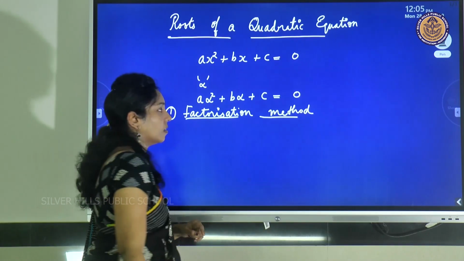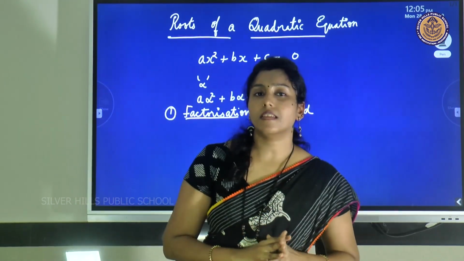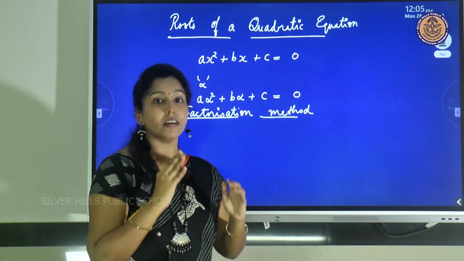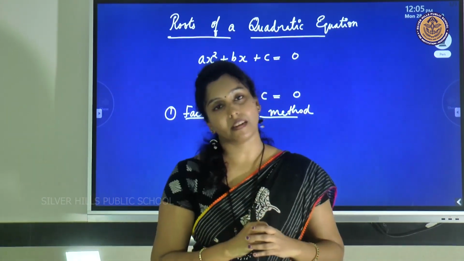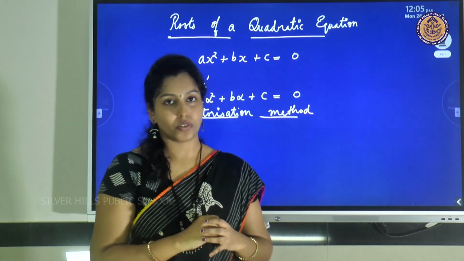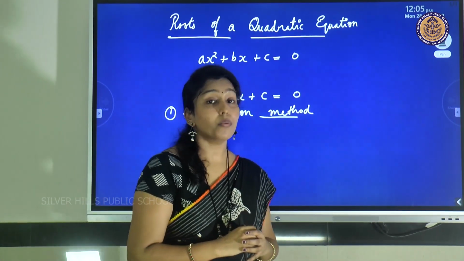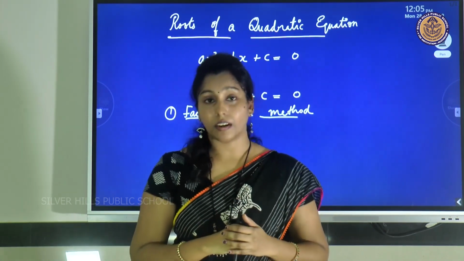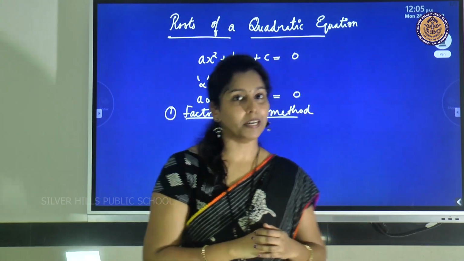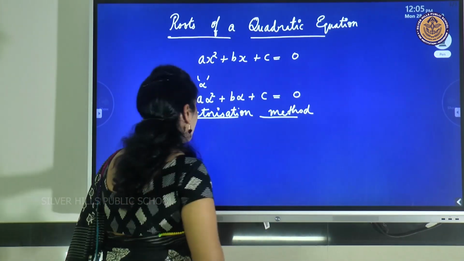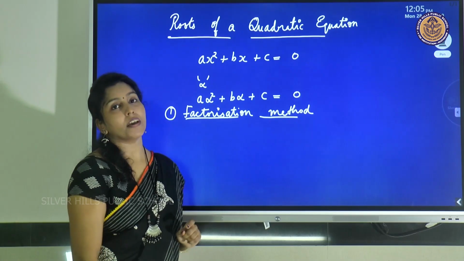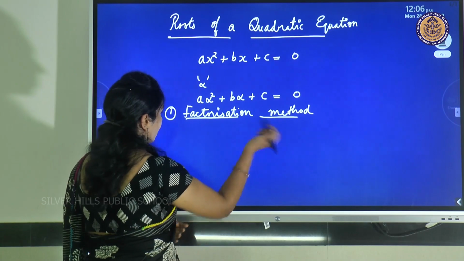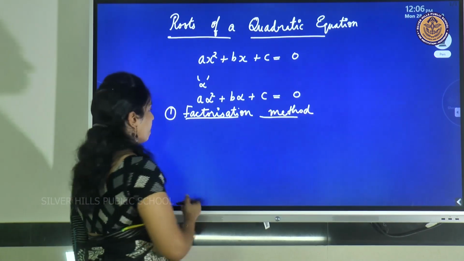Factorization method. So what do you mean by factorization of a polynomial? Splitting a polynomial or breaking a polynomial into linear factors is called factorization. And last year you have learned how to factorize a quadratic polynomial. We can use the factor theorem. We can also use splitting the middle term. So we will be using the splitting the middle term method here to find the roots of a quadratic equation. Now we will go to an example.